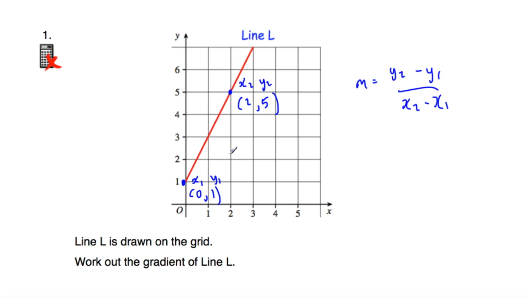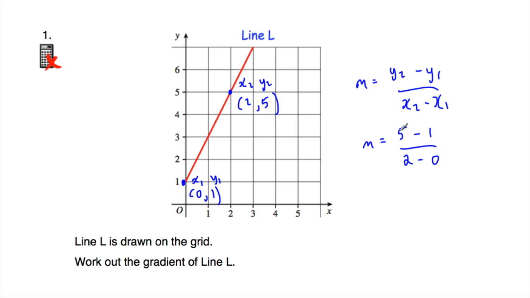In theory, if you label them the other way around, you'll still get the same answer at the end, but I tend to call the first point along the line x1, y1, and the second point x2, y2. That's what I just tend to do. Okay, now what we're going to do is substitute those values into the formula. So m, the gradient, is equal to y2, which is 5, minus y1, that's 1, divided by x2, which is 2, minus x1, which is 0.